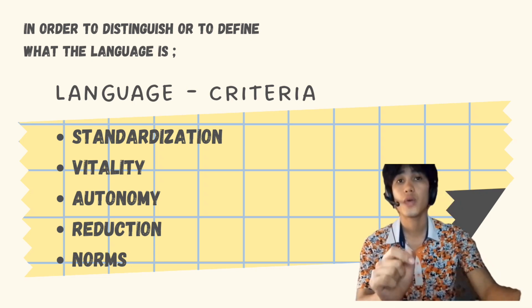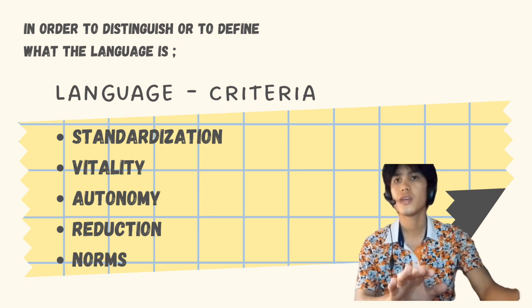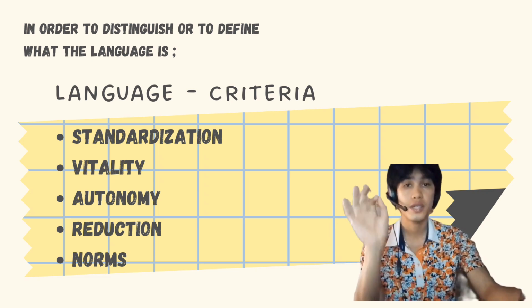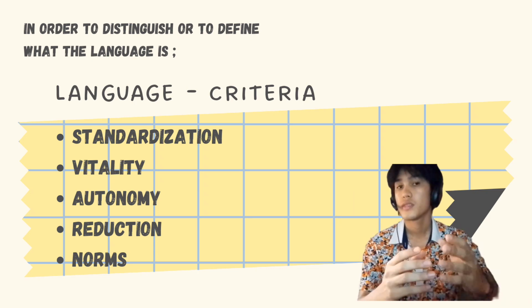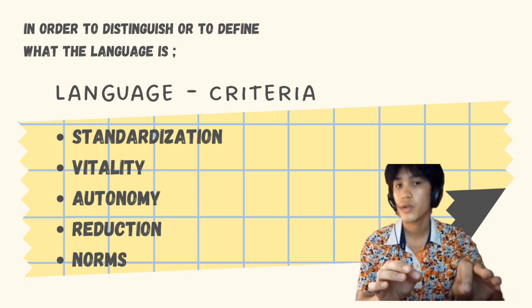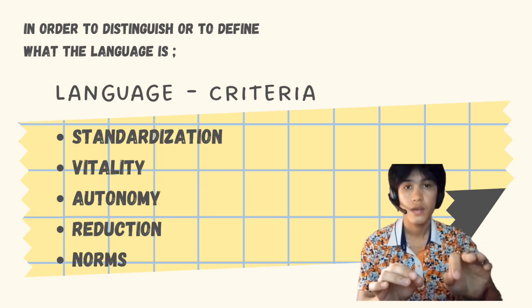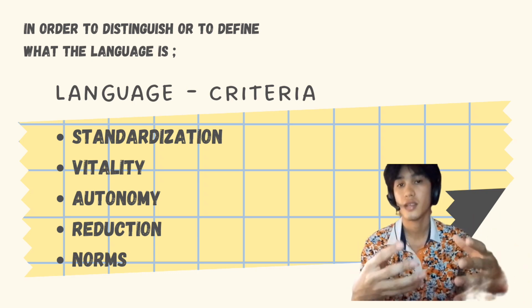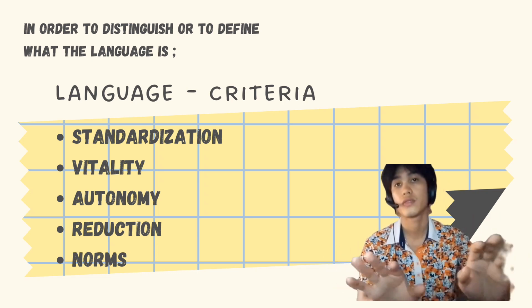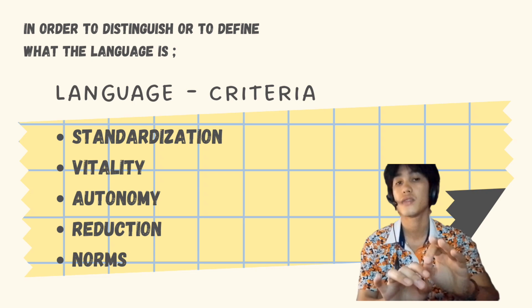And the fourth one for language criterion is reduction. So what is reduction? Reduction is when an English speaker shortens or eliminates particular sounds in a word. Let's say, for example, when they say "going to," they usually use the word "gonna." Going to and gonna. So it has still the same meaning, same words, but they eliminate the particular sounds in it.